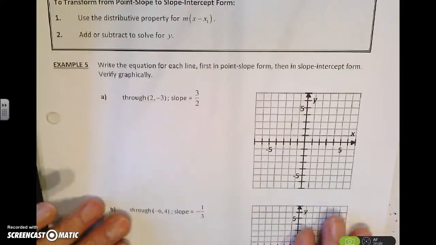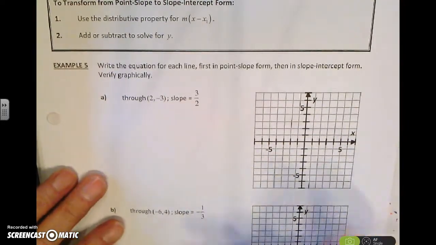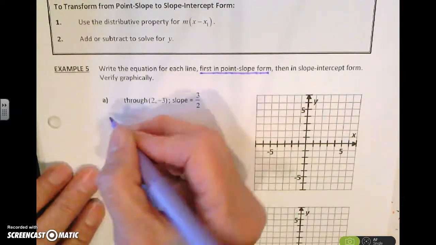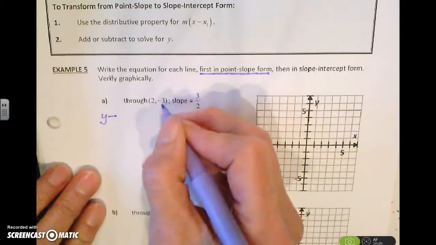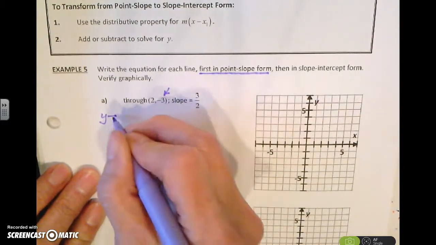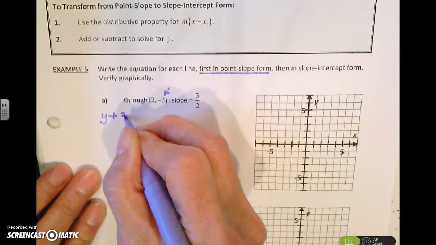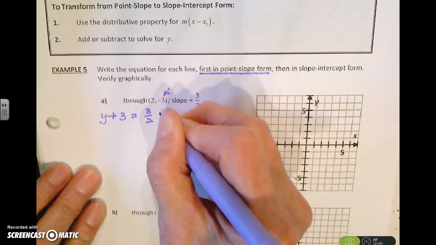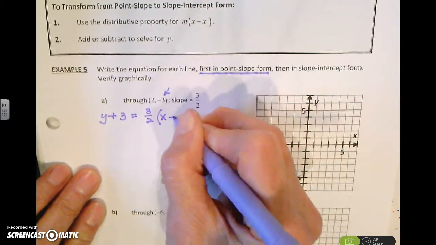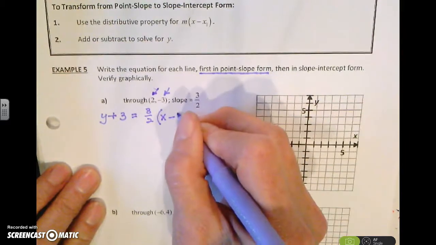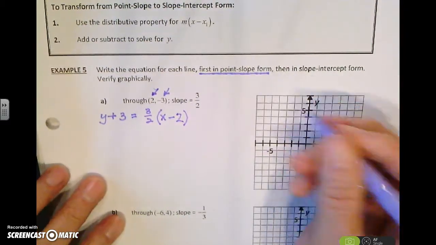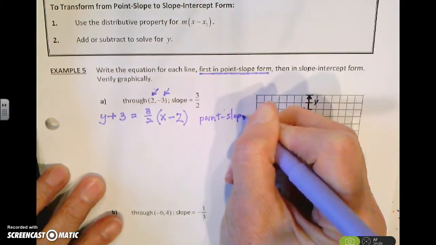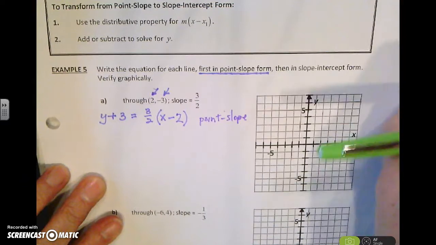So let's try that in example 5. So first we want to write, it says write it first in point slope form. So I'm going to say y minus my y1, which is -3. So minus and minus gives me plus 3 is equal to the slope, which is 3/2, open parentheses, x minus, and then my x1, which is 2. So now I have it in point slope form. And I want to change it now to slope-intercept form.